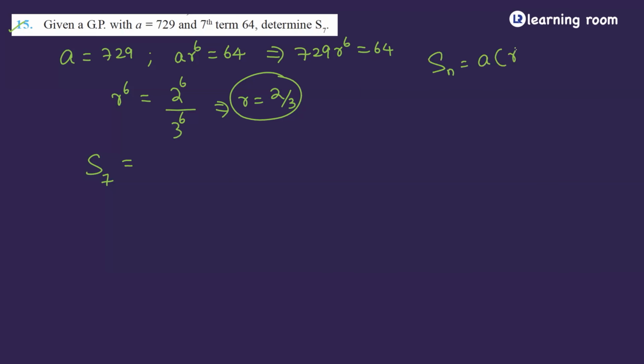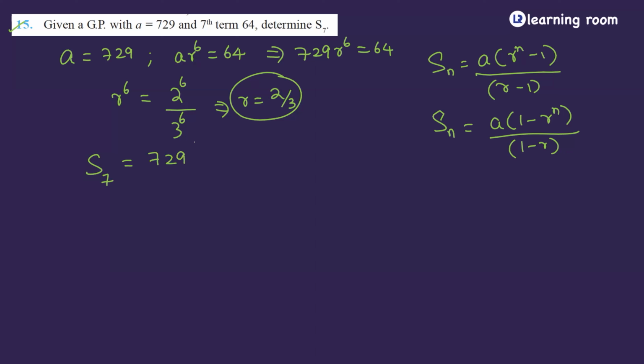We have Sn is equal to A into r power n minus 1 divided by r minus 1, no? So you use this formula where the value of r is greater than 1. If it is less than 1, then you will use Sn is equal to A into 1 minus r power n divided by 1 minus r. Okay. So S7 will be equal to A is how much?